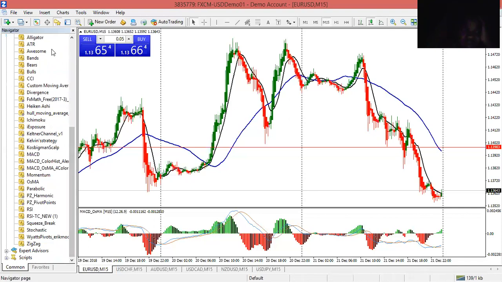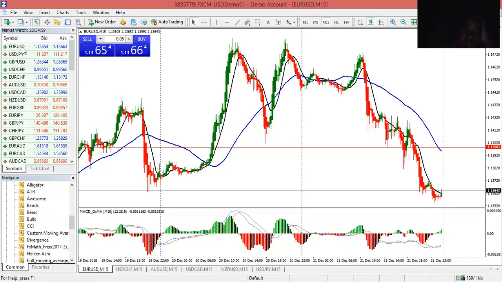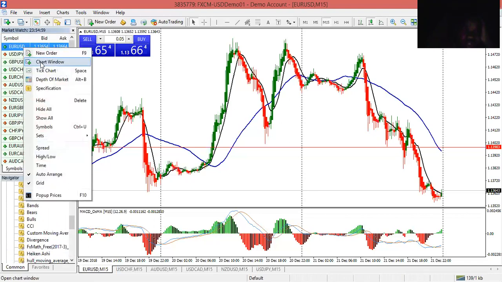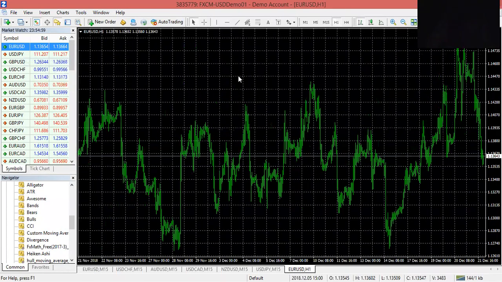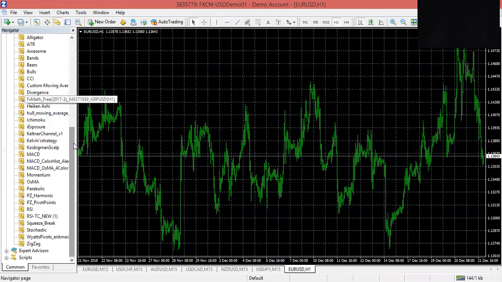For instance, let me show you something. Take for instance this. If you look at my own screen, you can see there's something like PZ harmonic, PZ pivot points. If you check your own, you won't see anything like that. You cannot find PZ harmonics on your own. I installed it.